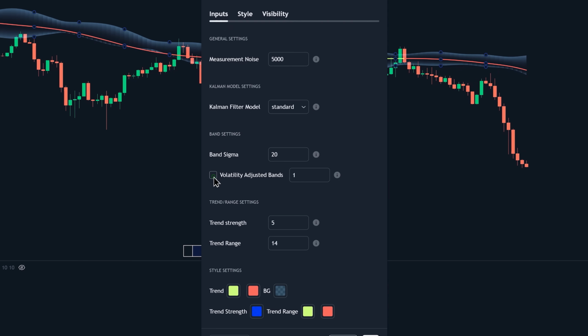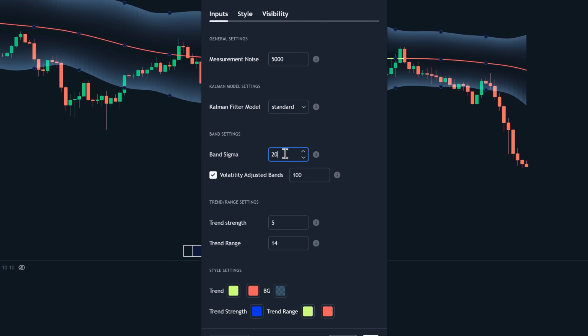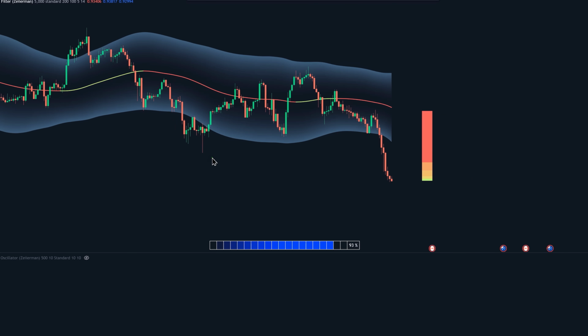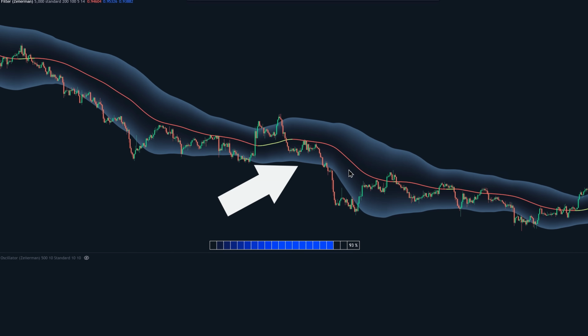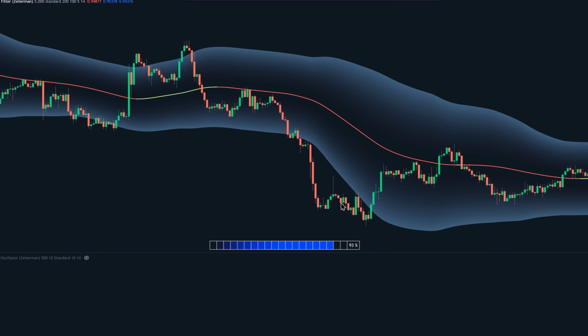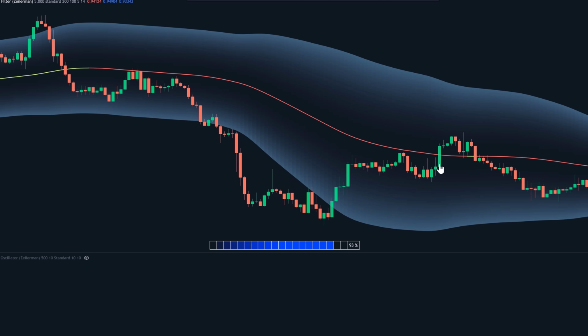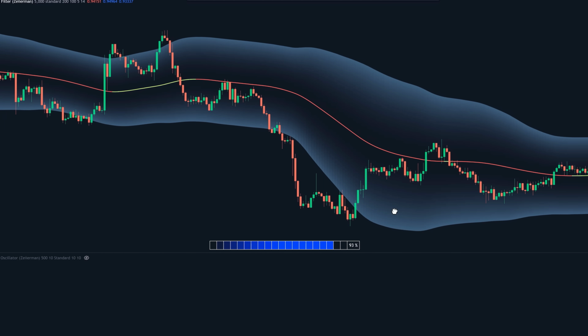If we enable that and set its length, and then set the band sigma to 200, you can see we have a band that envelopes the price, and it also changes its thickness based on volatility. As you can see here, there was increased volatility, and the band became thicker to reflect the increased volatility. This can actually be used to trade based on volatility breakouts.